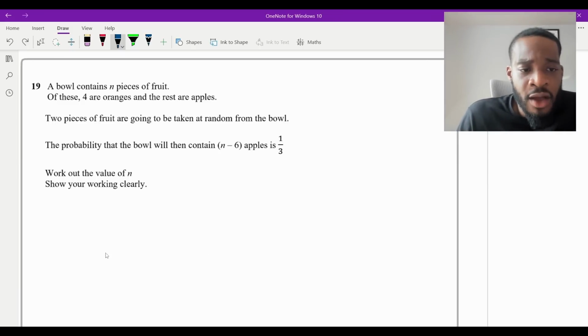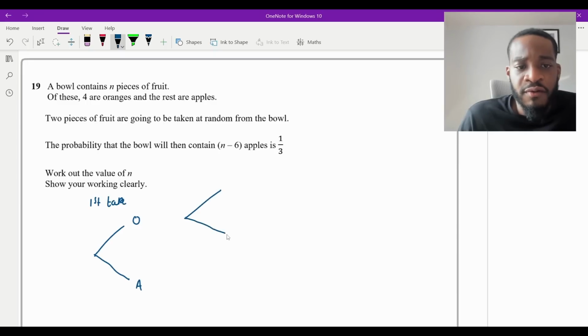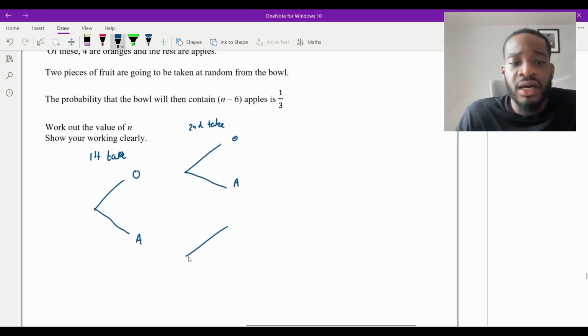So firstly, I'm going to do branches like this. I'm going to do a branch like there and a branch like that. And then I'm going to call this O for oranges and then A for apples. And I'm going to call this my first take because we're taking 2 pieces of fruit. And then my second branch is going to be this one for the first take being orange, O, A, and then the second take like that. And then this is my second take if I were to take an apple on my first go. So O and then A.